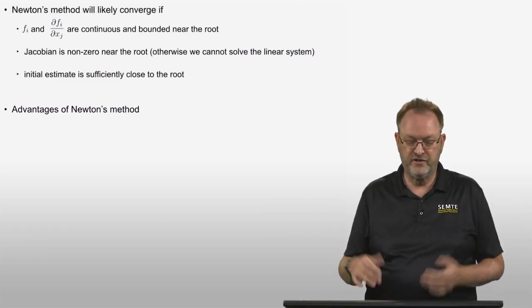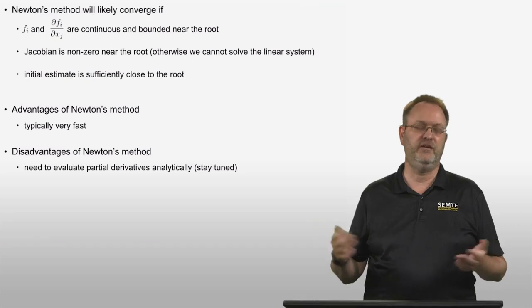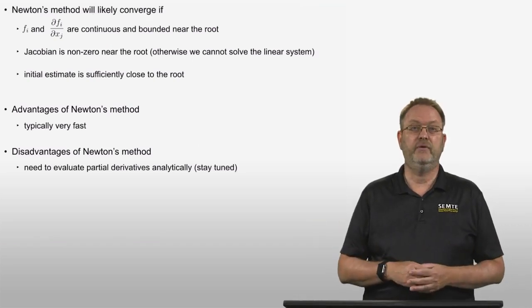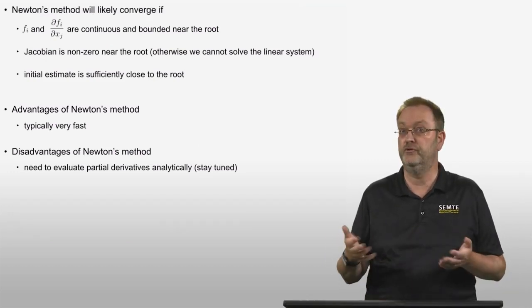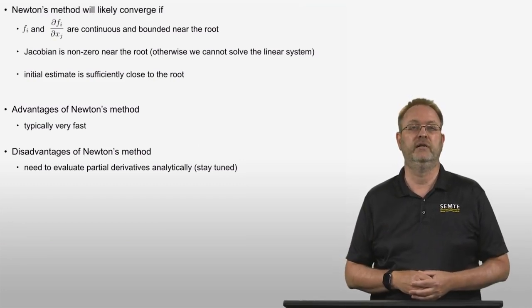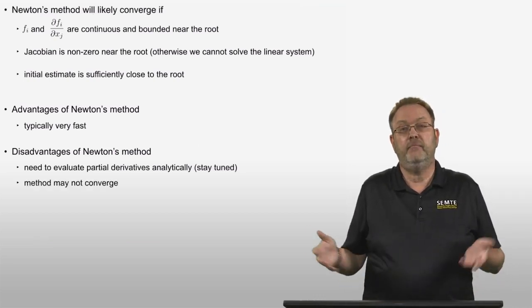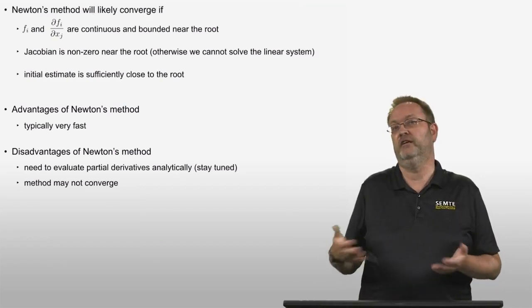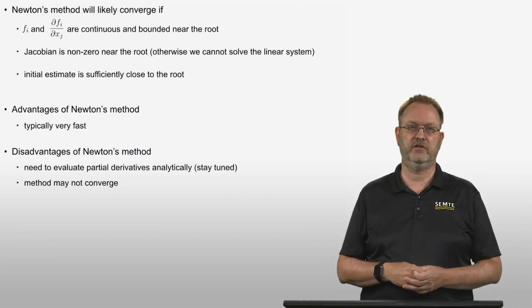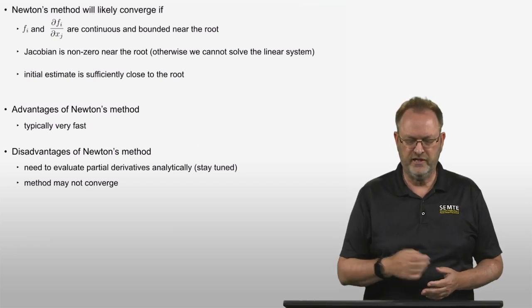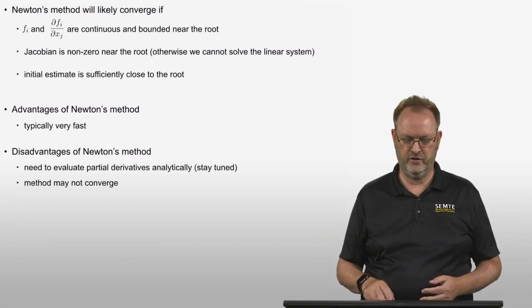What are the advantages overall? This method is typically very fast. But the disadvantage, as with any Newton's method, is that you need to be able to evaluate the partial derivatives analytically. Although in a future module we will talk about how to do this numerically, for now we will have to be able to calculate these partial derivatives analytically. And then the method might not converge. That could be because we didn't choose a good initial estimate, and the remedy for that is just to try again with a different initial estimate. Or it could be because of one of these other failure modes, that the Jacobian is close to 0, and then Newton's method will just not work.